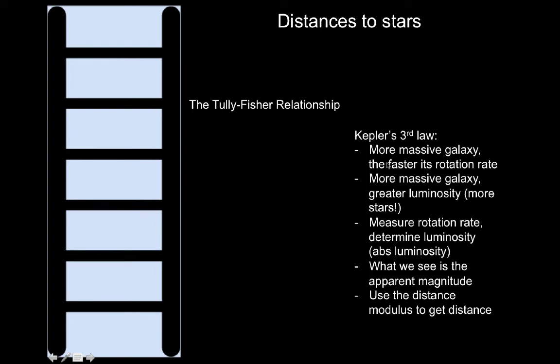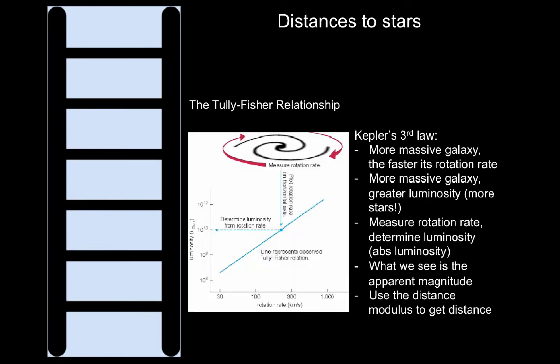So the logic goes like this. Kepler's third law says the more massive the galaxy, the faster its rotation rate must be. But if the galaxy is more massive, then it's going to contain more stars, so its luminosity is going to be greater. Therefore, if you can measure the rotation rate, that correlates strongly with the luminosity and will allow you to determine its absolute luminosity. What we see is the apparent magnitude of the galaxy itself, and therefore the distance modulus can be used to obtain the distance to that galaxy. Here's an illustration of that process.